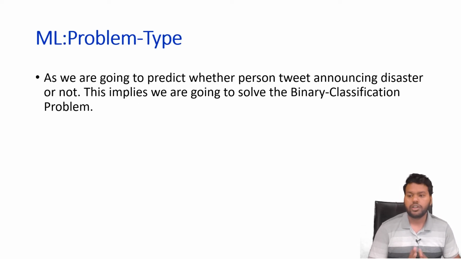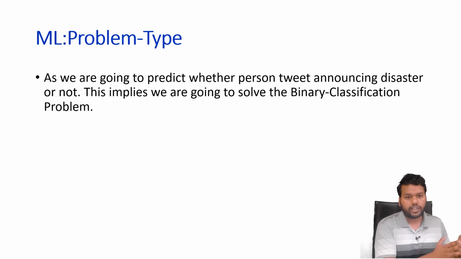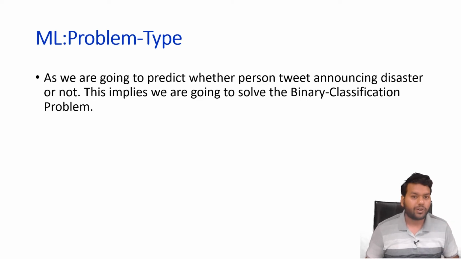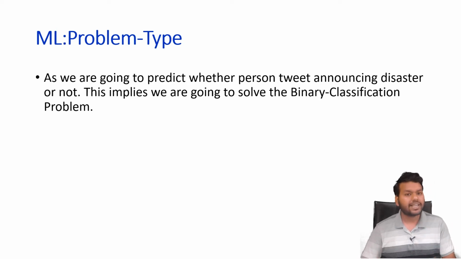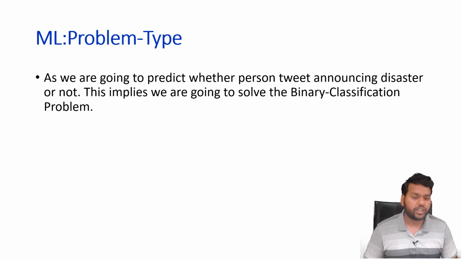So this is a binary classification problem, because again and again I'm saying which tweets are showing a real disaster and which are not. I have two classes, disaster and non-disaster. It's important to understand which problem you are going to solve, whether it's a regression problem or a classification task. This case study is devoted to the classification task, also known as binary classification.